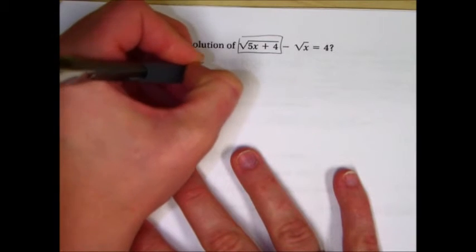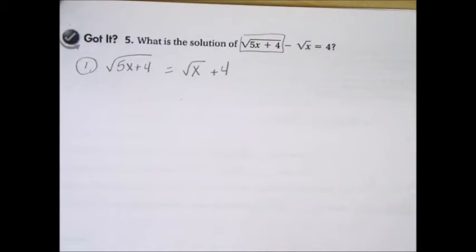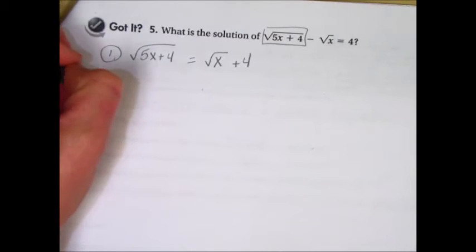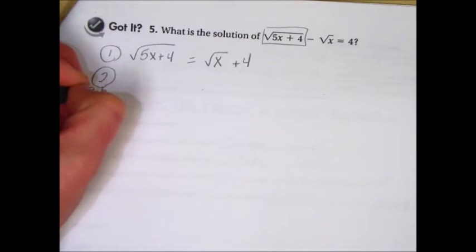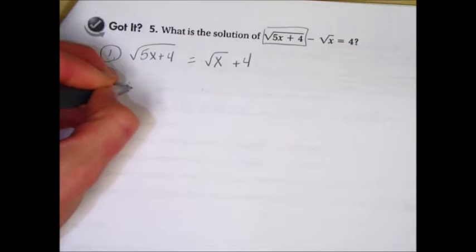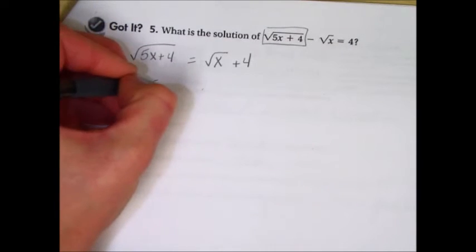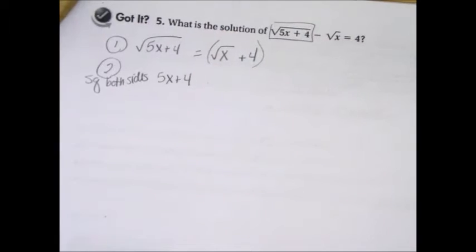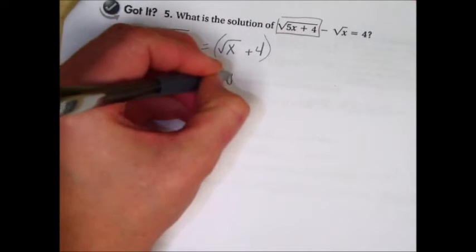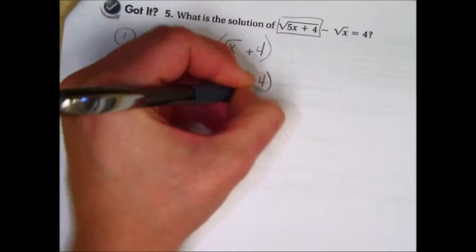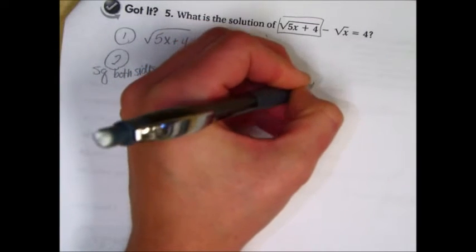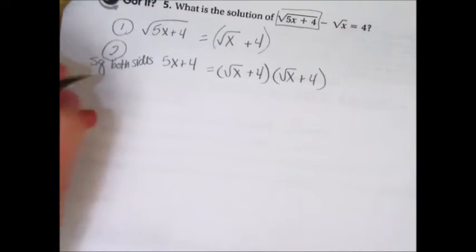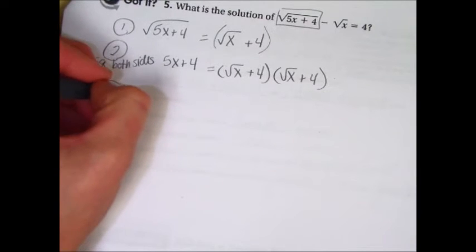That becomes a positive square root of x when you move it to the other side. Step 2, square both sides. That gives you 5x plus 4 on the right, but on the left, be careful because it's going to be the square root of x plus 4 times the square root of x plus 4. Step 3, multiply things through.